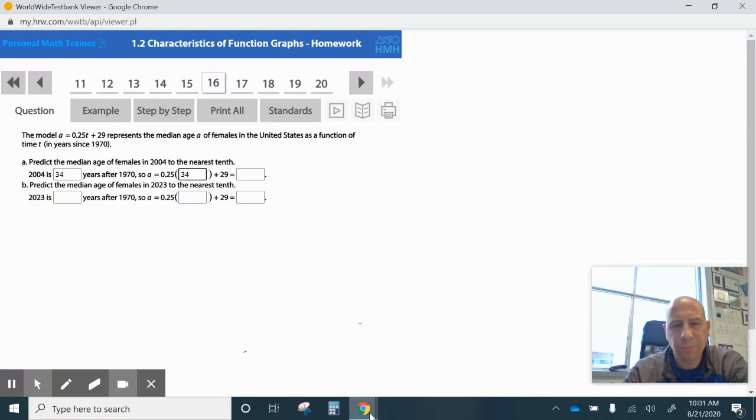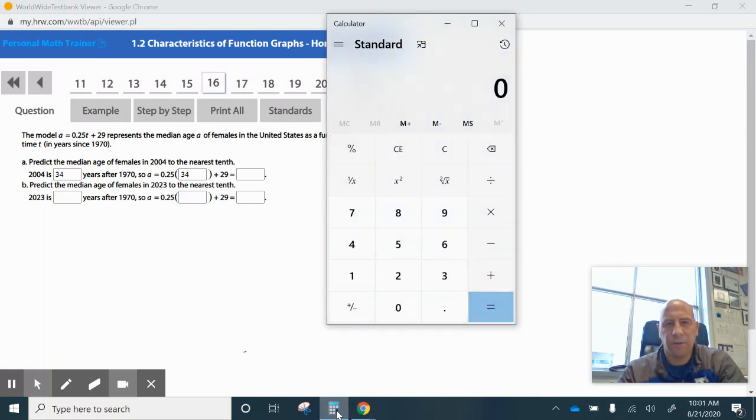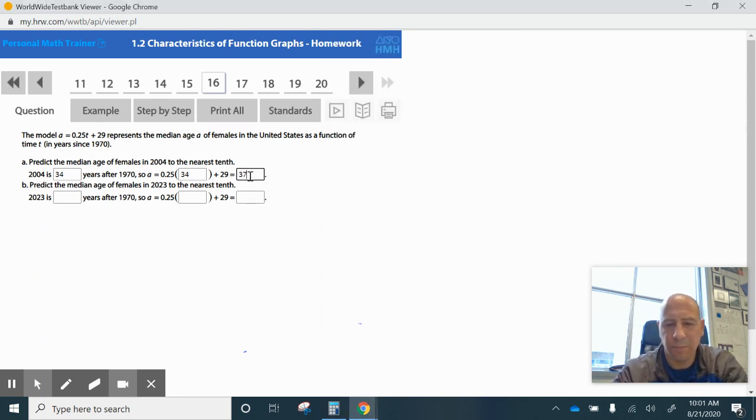Okay, let's use this calculator. So that's 0.25 times 34 plus 29 equals 37.5. They said round to the nearest tenth, so that's 37.5.